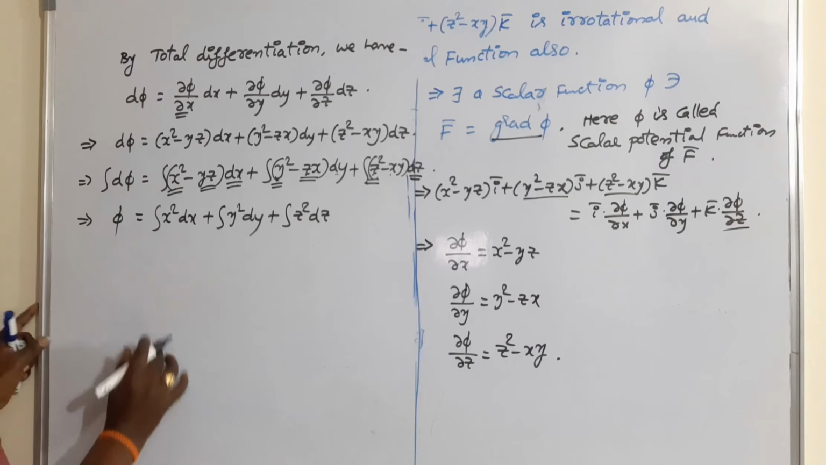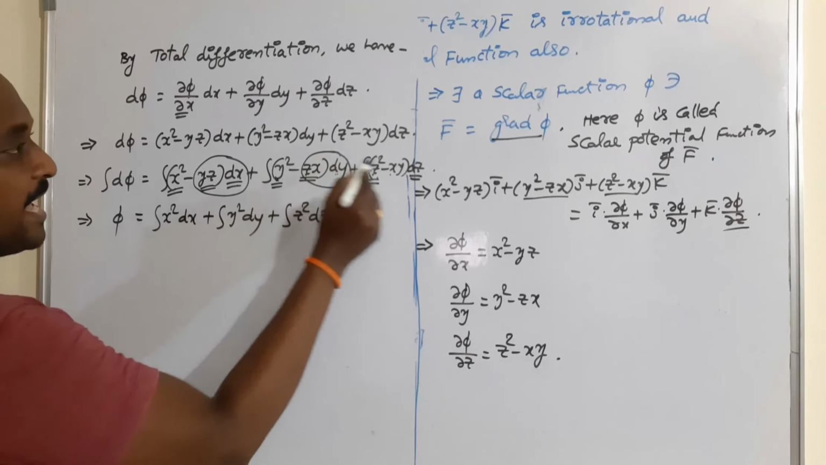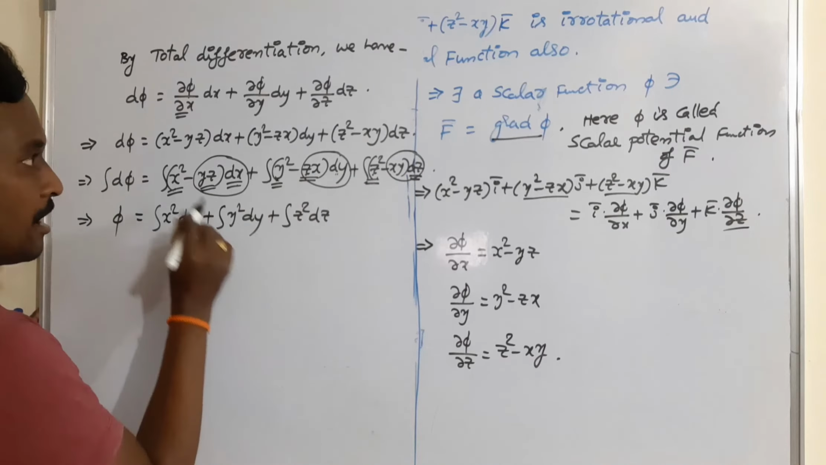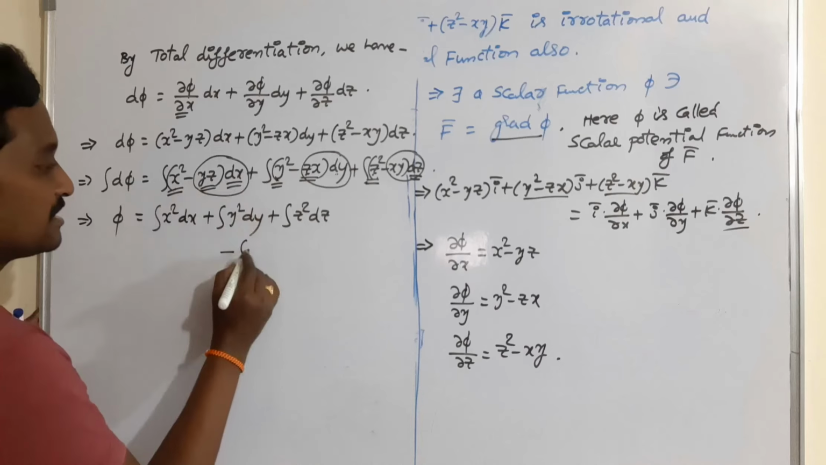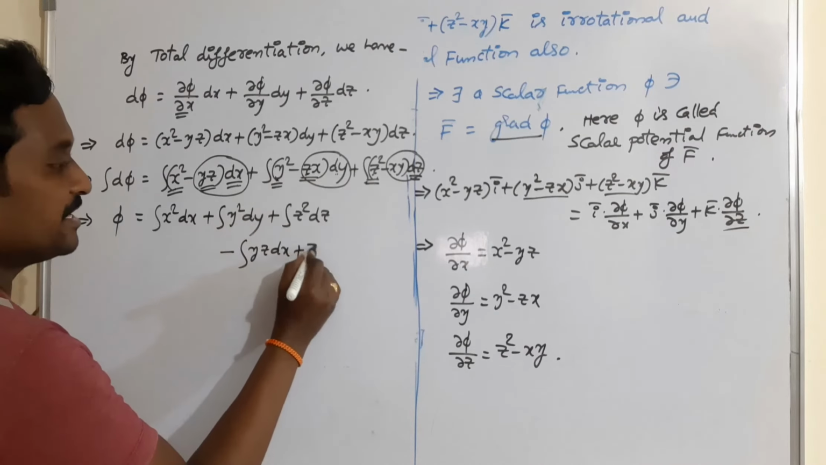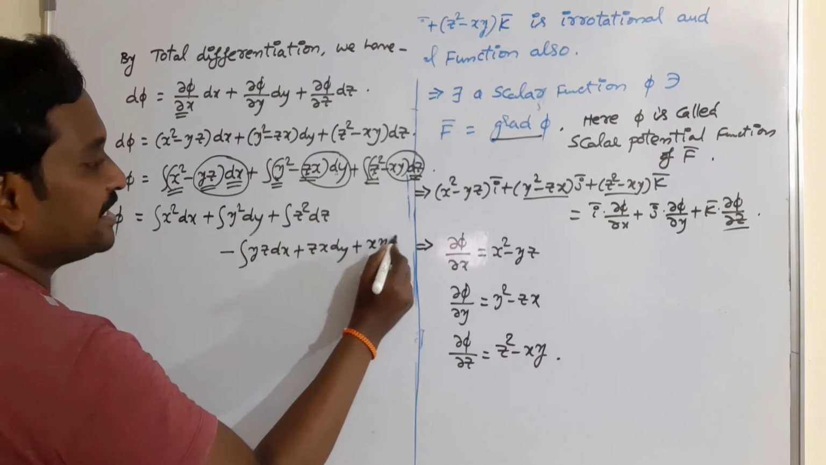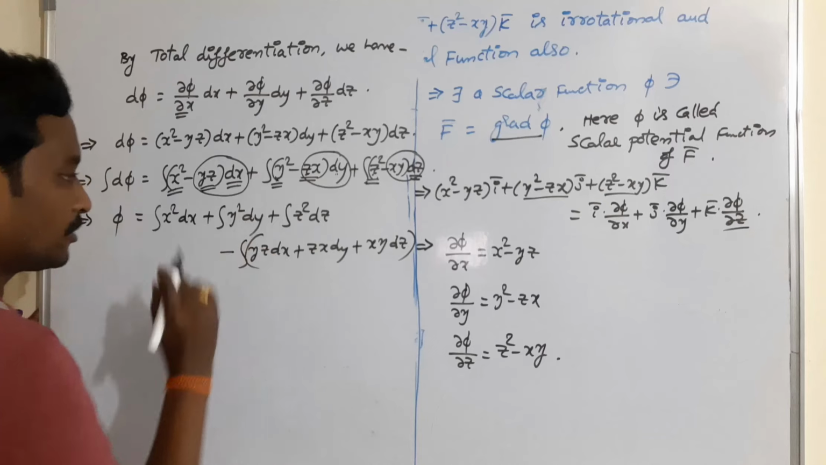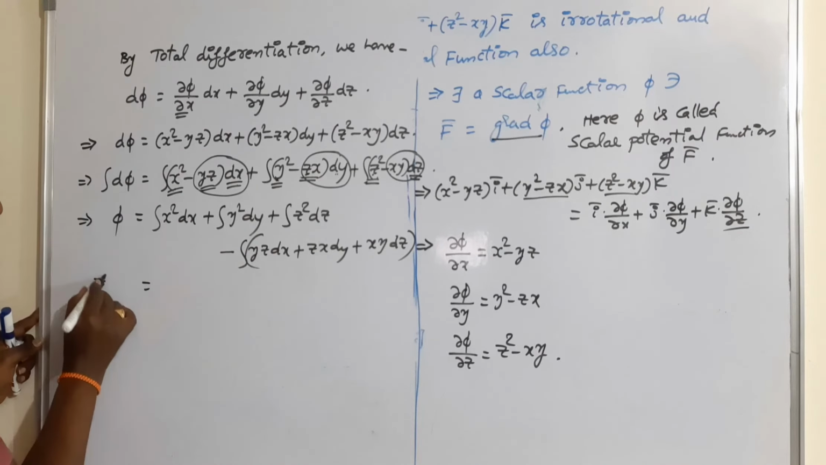Okay, now see, I will write the remaining terms as a single part. All terms have negative signs, so take the negative sign common. This is nothing but yz dx plus zx dy plus xy dz. Okay, I am taking the negative term as common. So what is the integration?